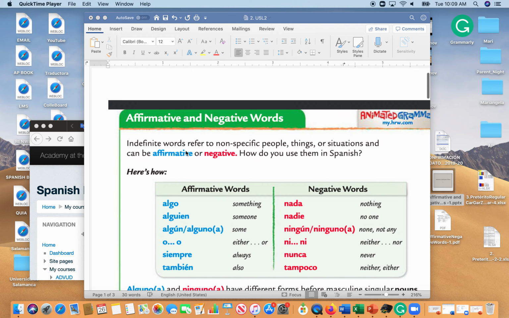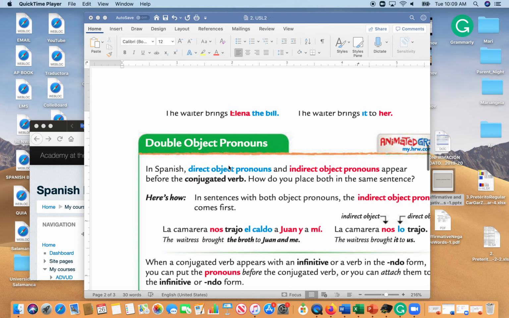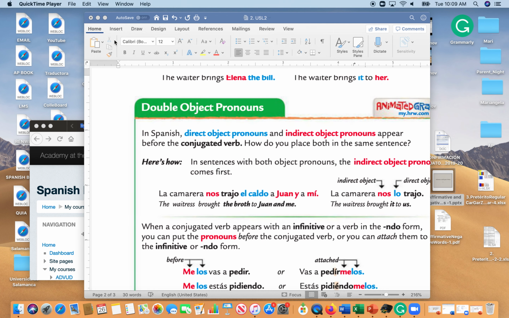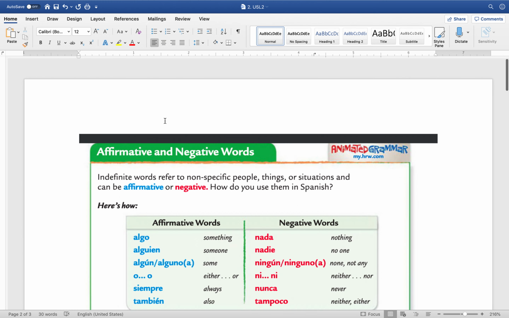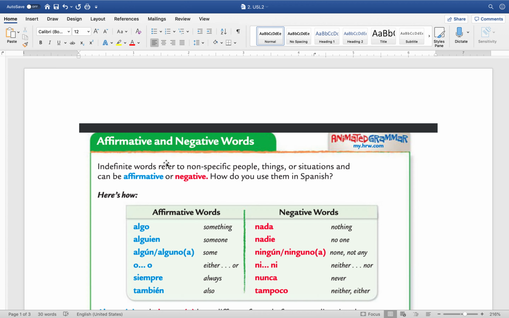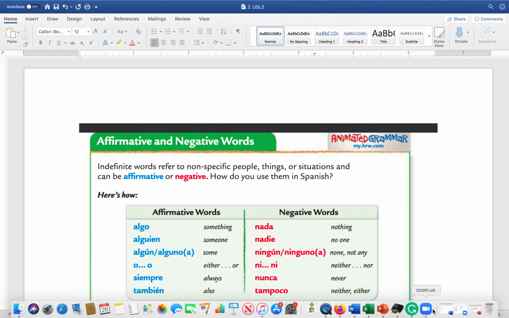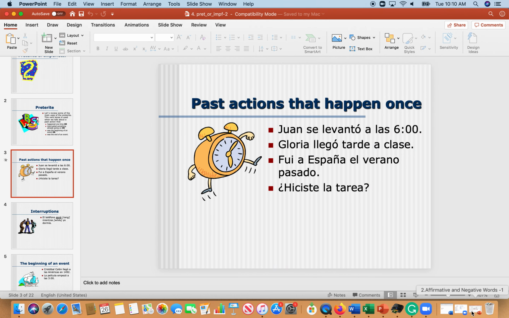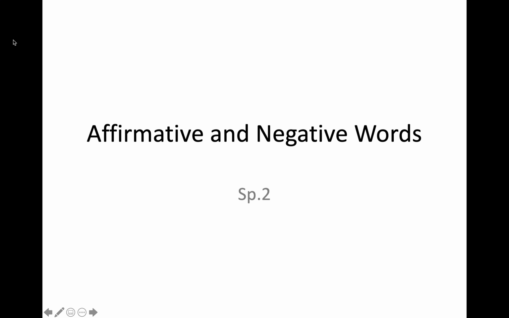Okay, so today we're going to learn about affirmative and negative words, and we are going to learn about double object pronouns, which we kind of know about because we have used this for commands. Remember, commands we pronounce, but then we're going to add a little bit more. So let's go back here, affirmative and negative words. Okay, I'm going to use my PowerPoint. Not that one. This one. Okay, so this is my PowerPoint.